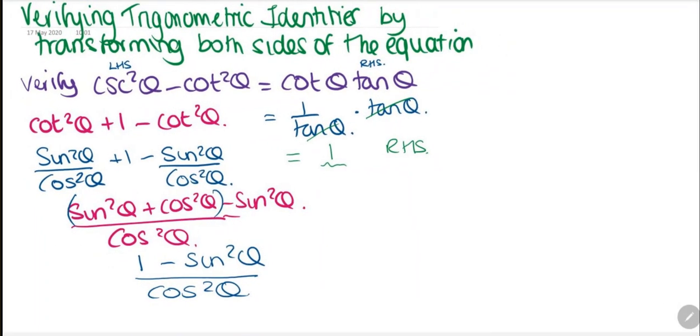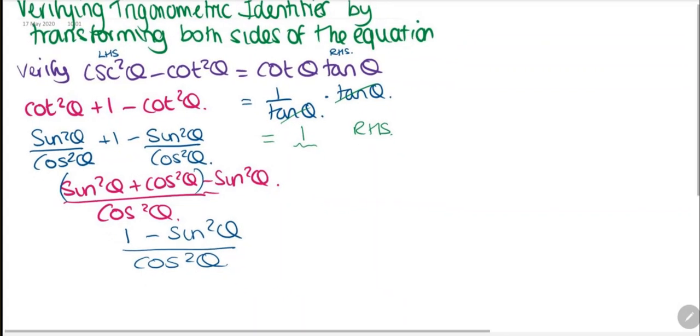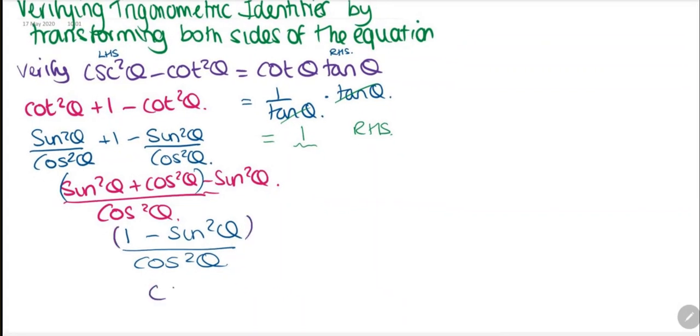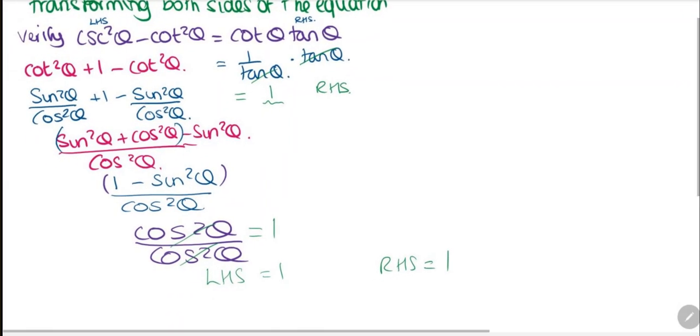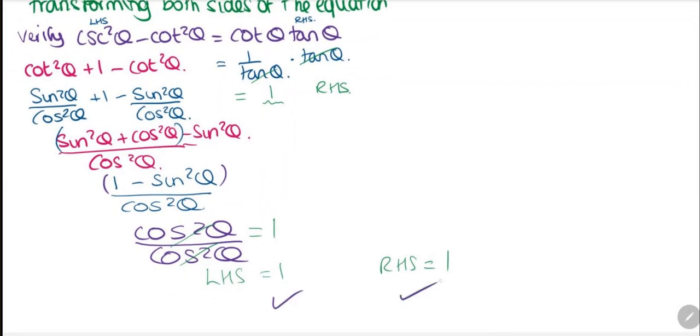So again, the Pythagorean identities, look at that one first, and we can see that 1 minus sine squared is actually equal to cosine squared. So I'm going to replace this with cosine squared theta, and that's over cosine squared theta, and they will simplify, that's equal to 1. So the left-hand side is equal to 1, and the right-hand side is equal to 1. So both sides equal 1.